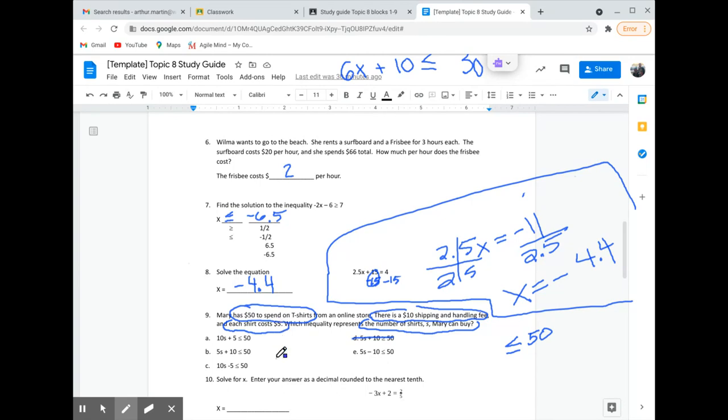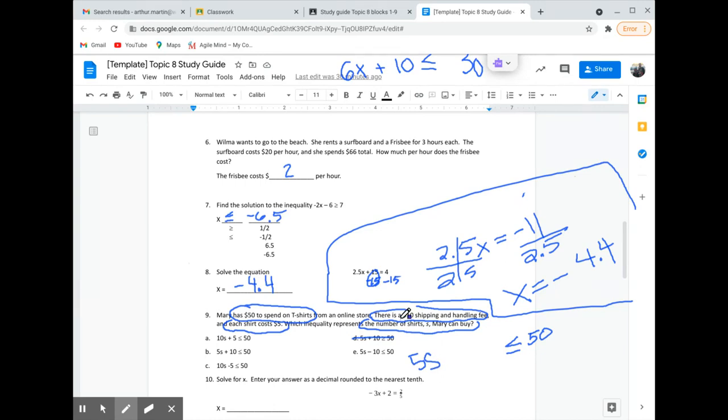Each shirt costs how much? $5. Do we know how many shirts she's going to get? No. So how can I represent $5 times the amount of shirts that she gets? 5 times S. Correct.